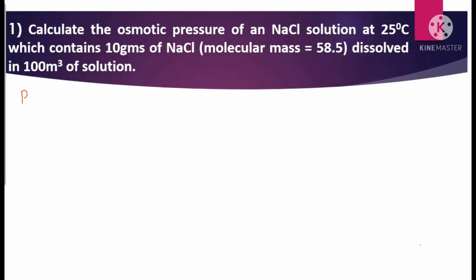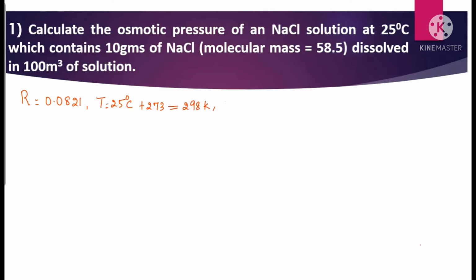The given data: R value is 0.0821. Actually it is a constant, so we should know this one. And temperature is given as 25 degrees centigrade. We should convert this 25 degrees centigrade to the Kelvin scale. So we add 273 to this, so that we get 298 Kelvin.